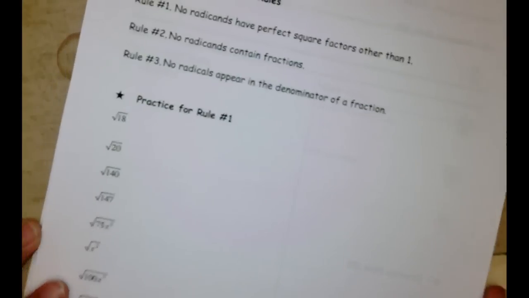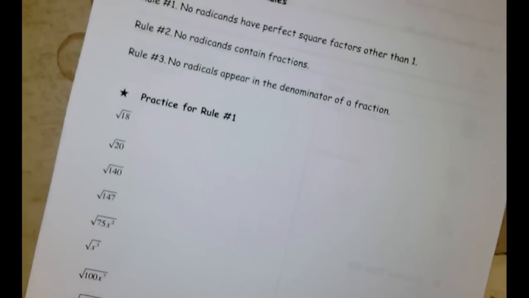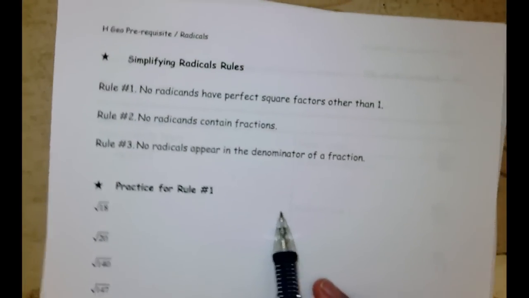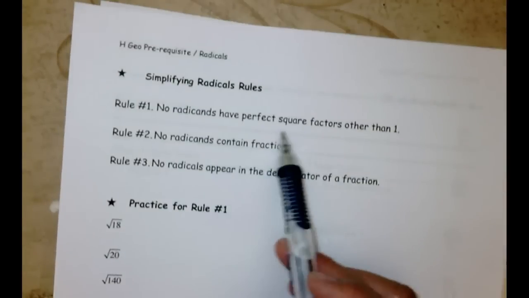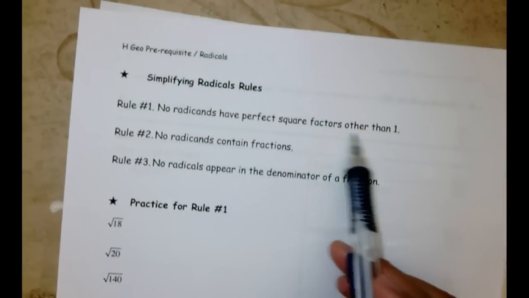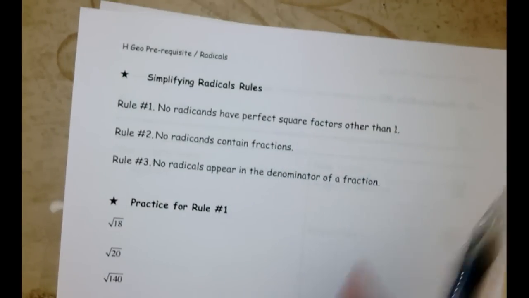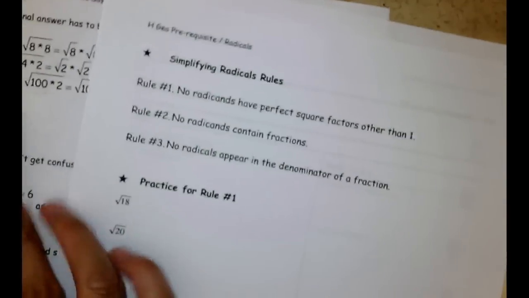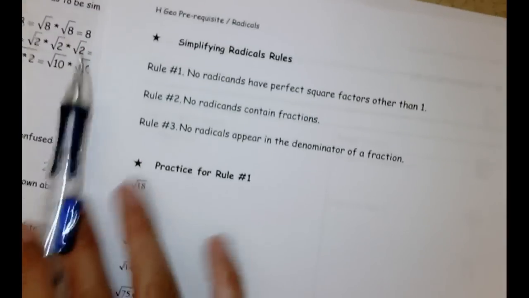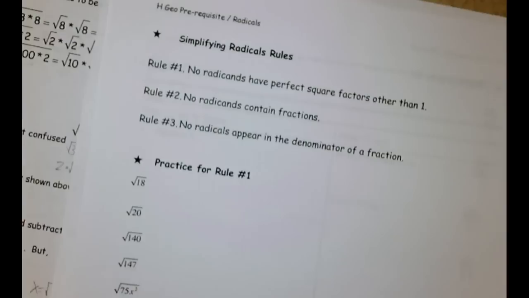Page 5. Simplifying radical rules. Rule number 1: no radicals have perfect square factors other than 1. Like these, you cannot have perfect squares. Perfect squares are 2 factors multiplied twice.